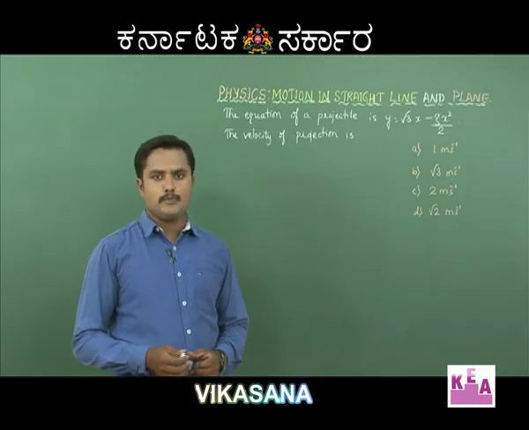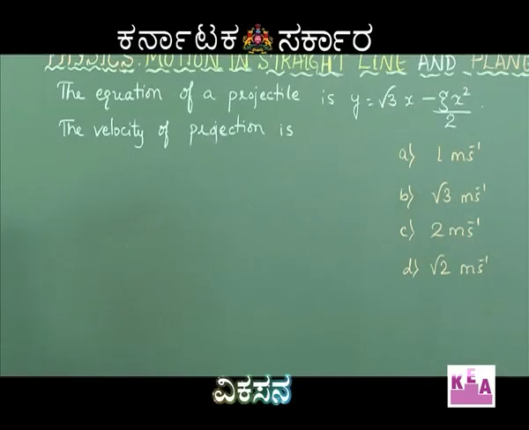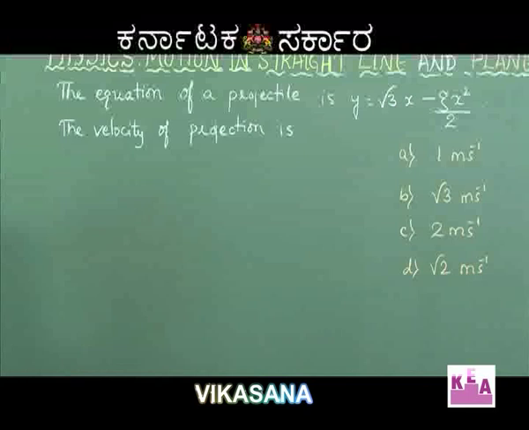Let us take a problem on projectile motion, dear students. It is like this. The equation of a projectile is y is equal to root 3 x minus g x square by 2. The velocity of projection is: options: 1 meter per second, root 3 meter per second, 2 meter per second, and root 2 meter per second.